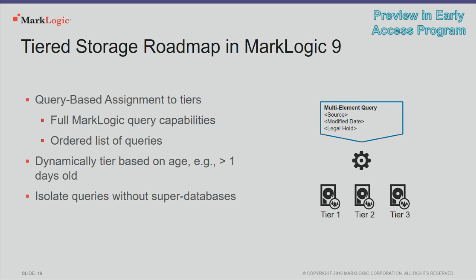And we will also allow you to specify age. I described December 31st, but what you will be able to do is tell it you want documents older than 30 days, or between 30 days and 12 months, to go to tier 2. So specify any query and age, and it will keep moving.